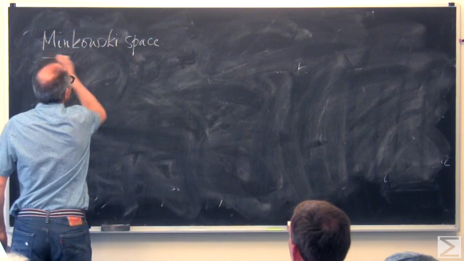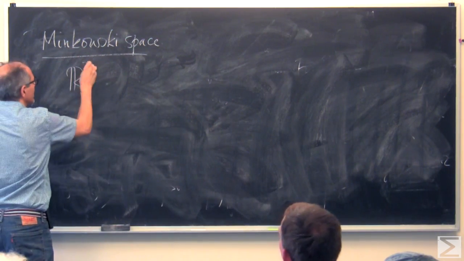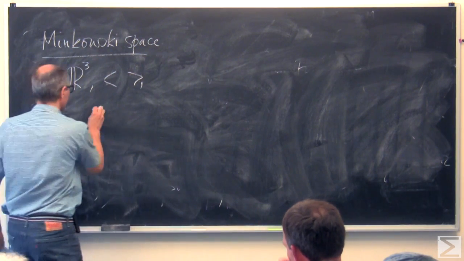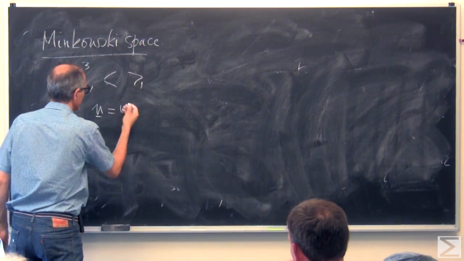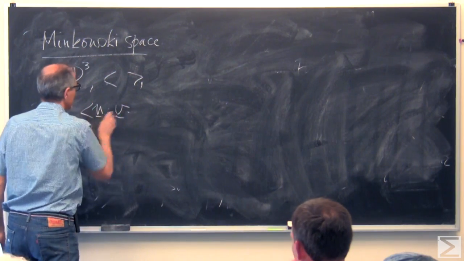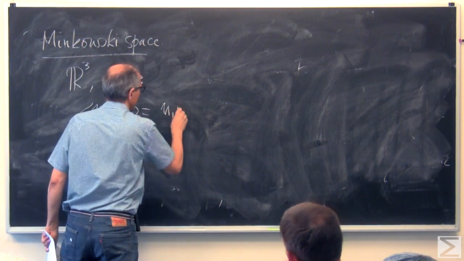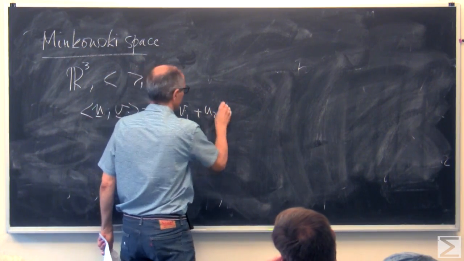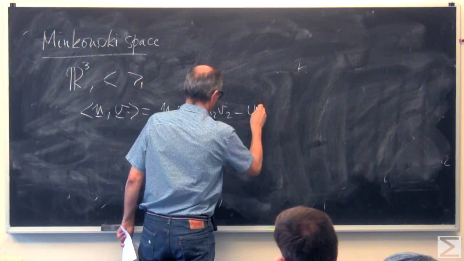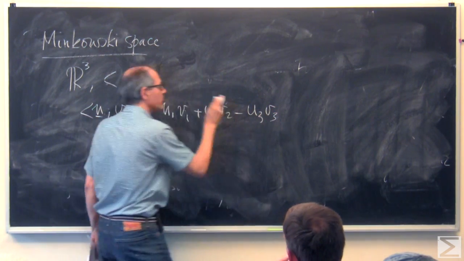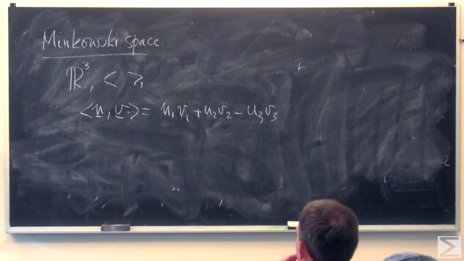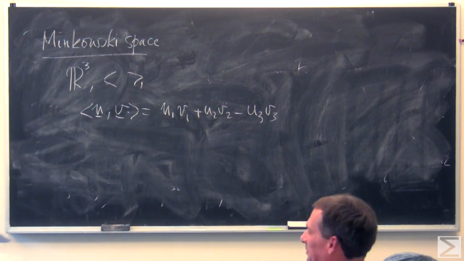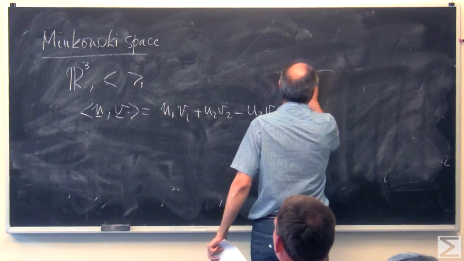All right, okay. Minkowski space. What is Minkowski space? Here is R3, but now I take a pseudo-scalar product where U and V is U1 V1 plus U2 V2 minus U3 V3. So you put the minus here. When it's in R4, this is space-time. Yes, we still keep the space-time.